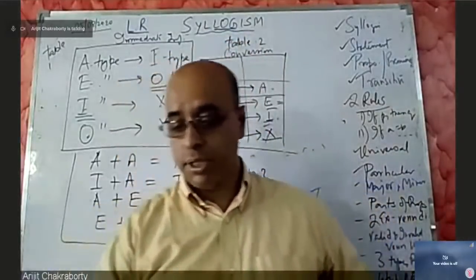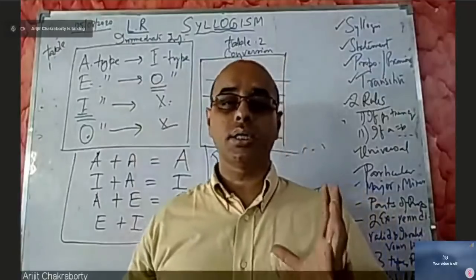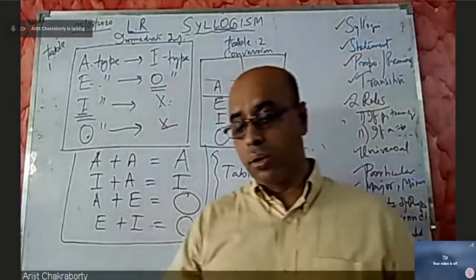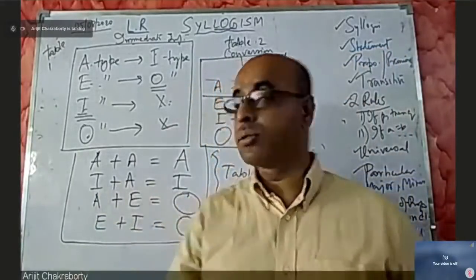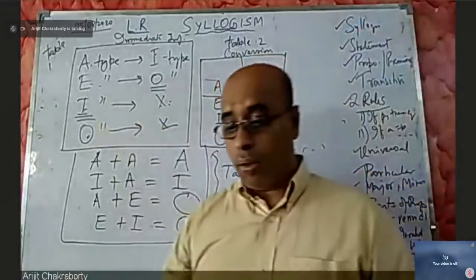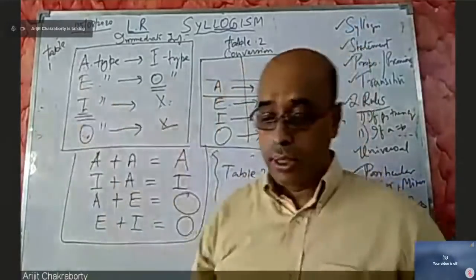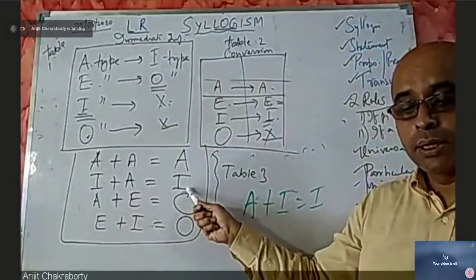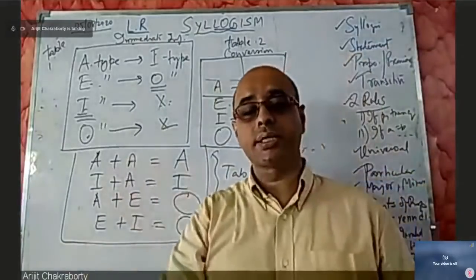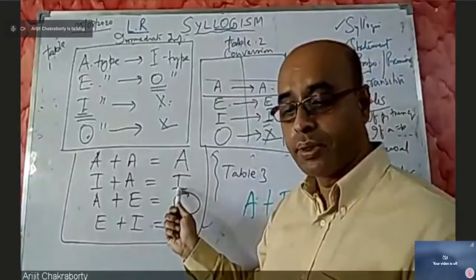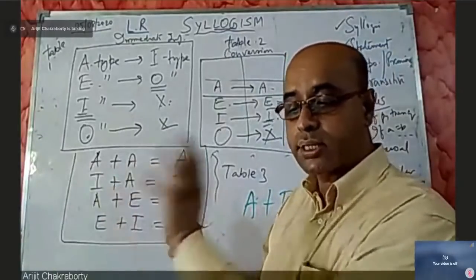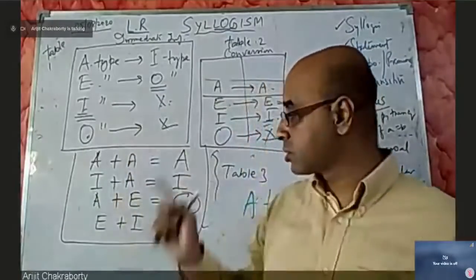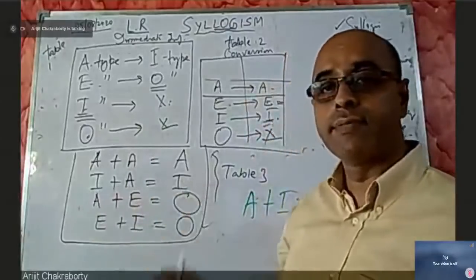Now let us see number 6. Example 6 of the study material. Some mangoes are sweet. All mangoes are fruit. Some mangoes are sweet, I type. All mangoes are fruit, A type. I plus A gives you I. So the conclusion will be some sweets are fruits. It is of I type. The propositions are some mangoes are sweets, all mangoes are fruits, I and A, so you get the conclusion some sweets are fruits. Again, it is I type because I plus A gives you I.